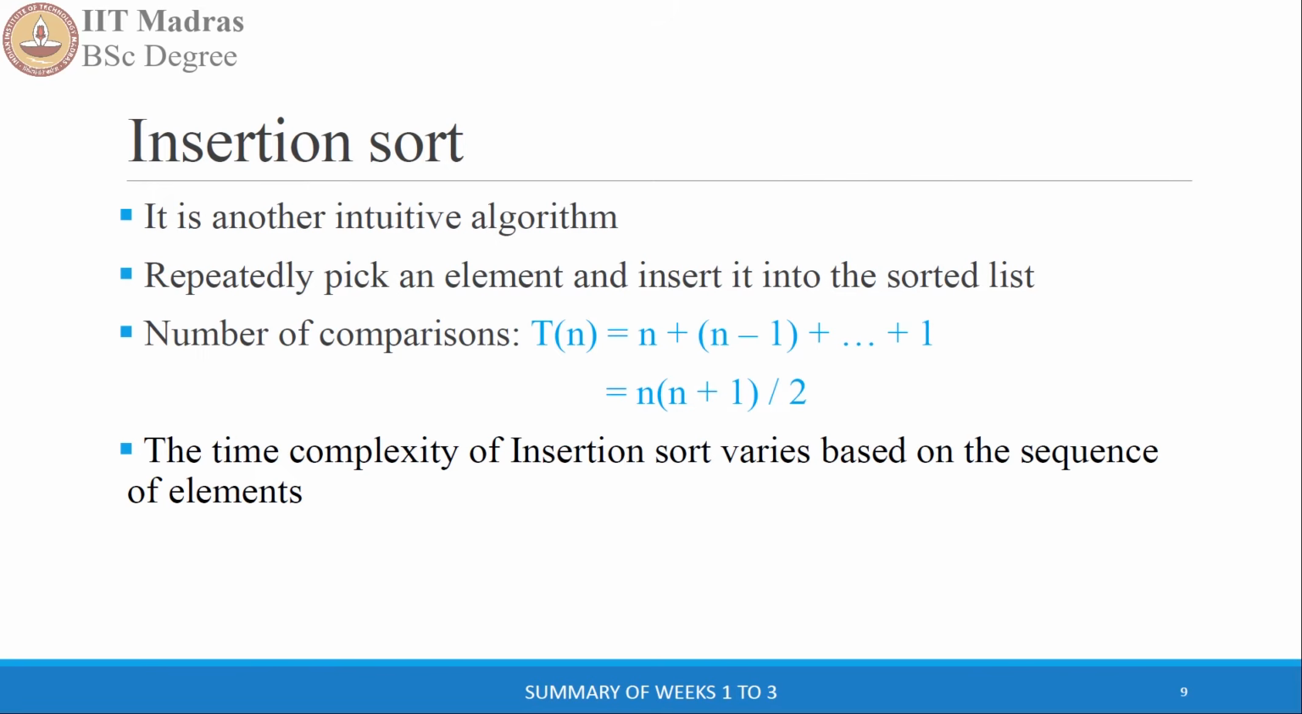But still, the number of comparisons remains the same. But the difference is important with respect to this last point. The time complexity of insertion sort varies based on the sequence of elements. If our aim is to sort a list in ascending order and the input given is in descending order, then in such a case, insertion sort will have the worst performance possible.